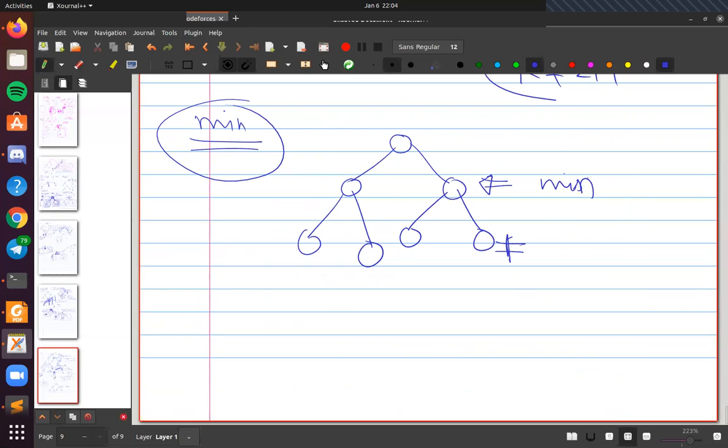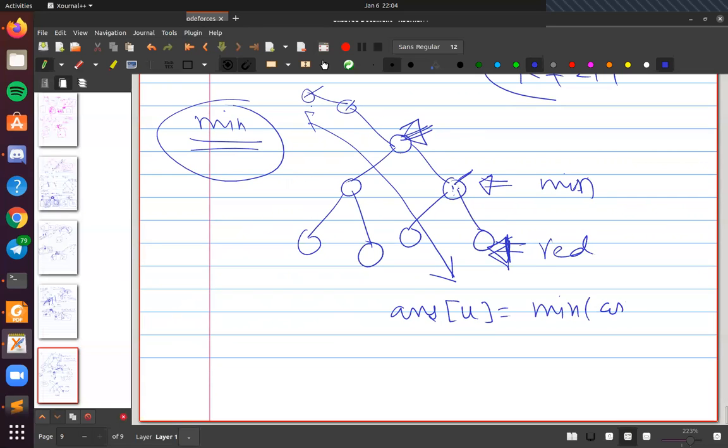And for the update, let this node be made red now. Initially it was blue, so it will affect the answer for all its ancestors only, right? So I will go to each ancestor. The number of ancestors is less than log n because of the height of the tree. I will go to each ancestor and update their answer. So the answer of an ancestor, let it be u, will be the minimum of answer of u and distance from u to my current node, cur. Okay, so this is the update.